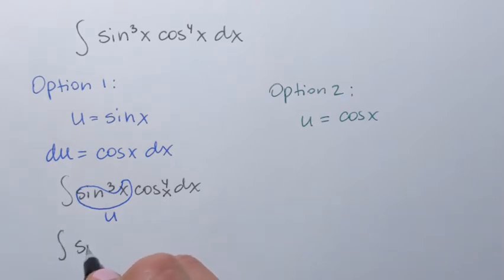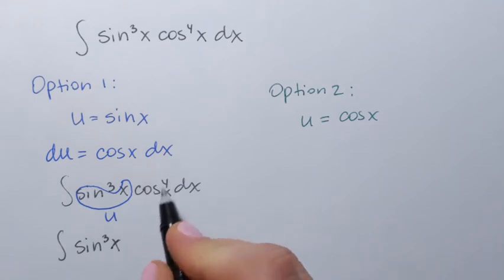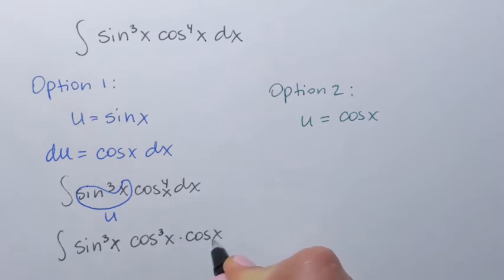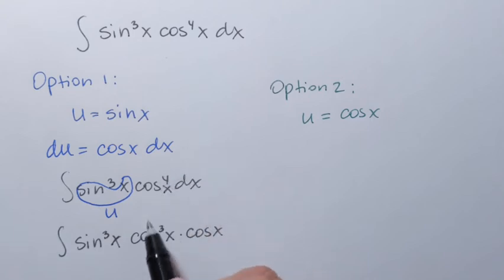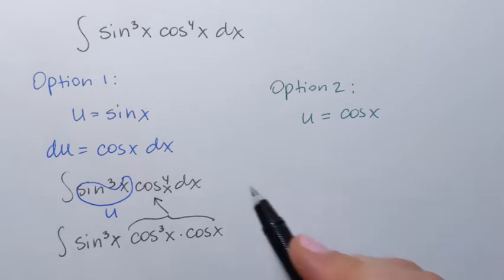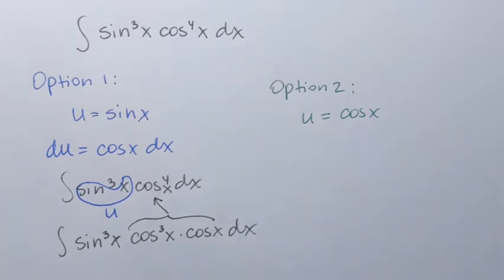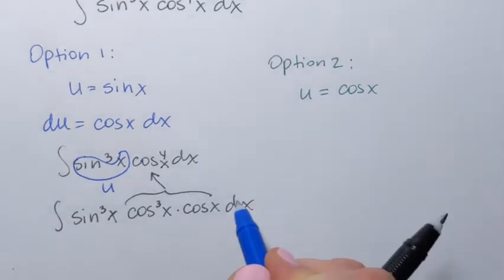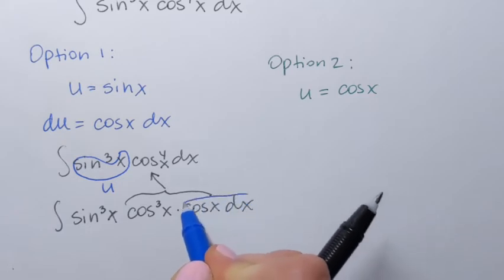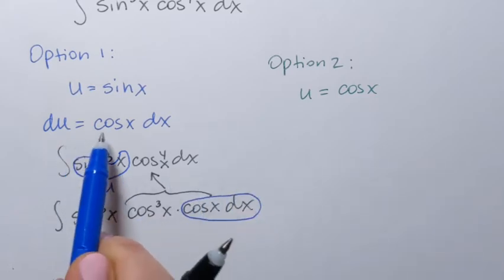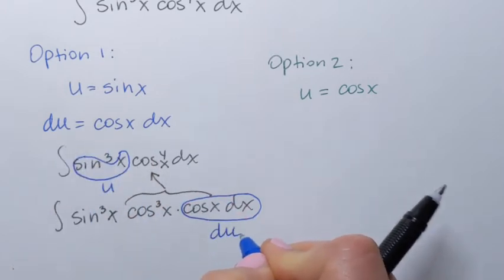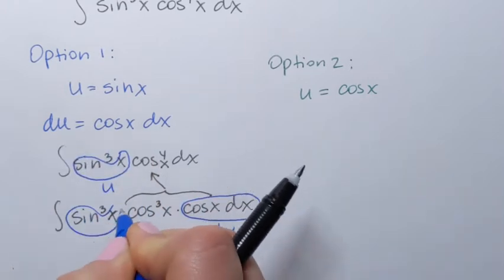I can write it this way. So sine cubed x, that's the first one. And then instead of cosine to the fourth power, I can put cosine cubed x times cosine x. If I multiply them, then I go back to the original cosine to the fourth power, and then dx. Now, as I separated one cosine out of cosine to the fourth power, I can see where I have this piece, cosine x dx, that I can replace with du. So that's going to be du. And then once again, sine is u.